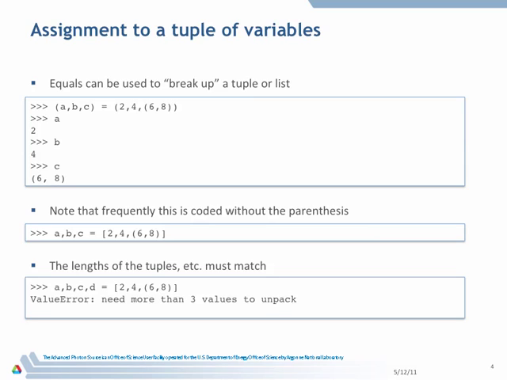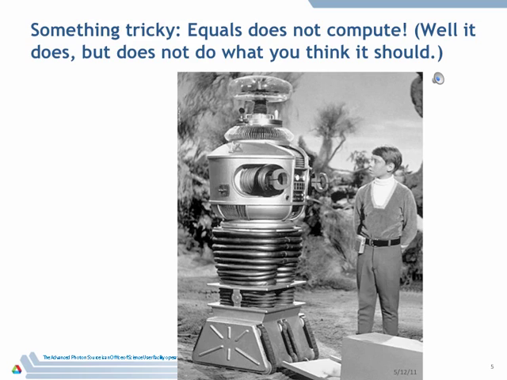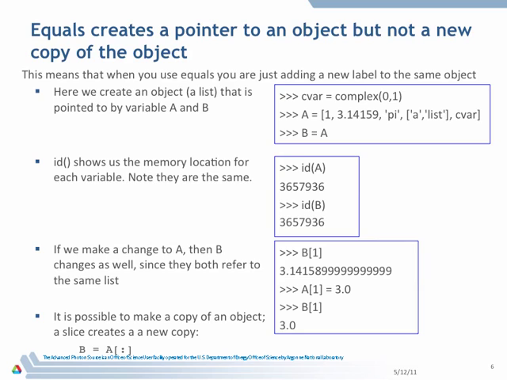If you don't get the number of elements right, though, you get an error. So you can't use this syntax when you have a tuple that might vary, and it works just as well with lists as it does with tuples. Okay. Danger, Will Robinson, danger. Here's where we have to be careful. Equals does not do what we're thinking it does because it's only making references.